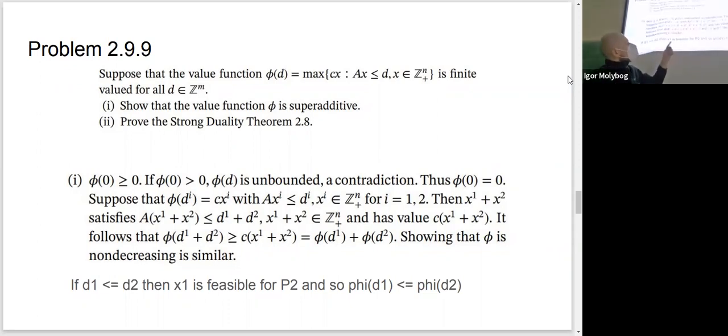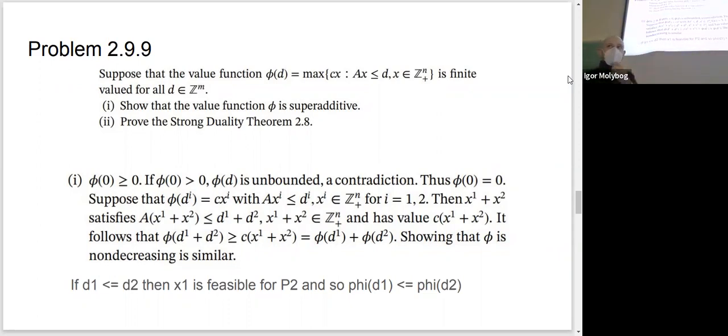Moreover, it is a feasible problem. It is a feasible solution, and it has objective value of c of x1 plus x2. It follows that phi of d1 plus d2 is greater than or equal to c of x1 plus x2, just because we know that it is feasible and it is a value, which is equal to phi of d1 plus phi of d2. And this inequality here is the inequality that we need to show in order to prove that something is super additive. So we are done with showing that phi is super additive.